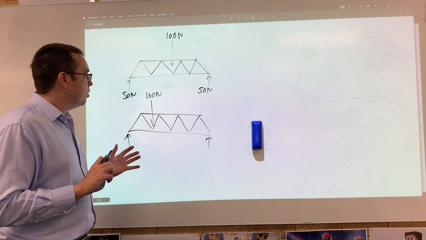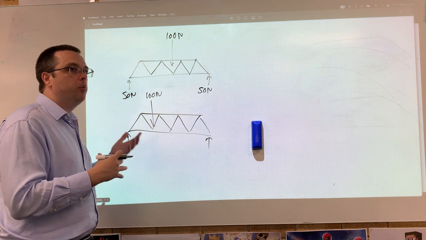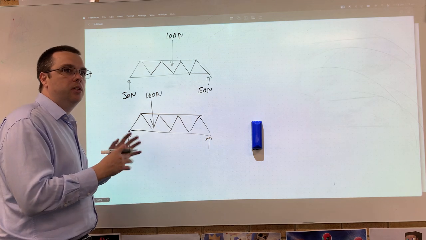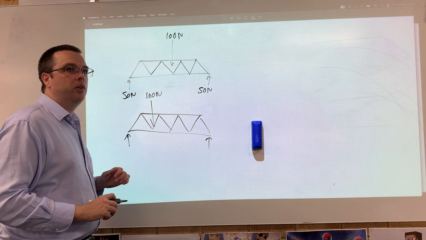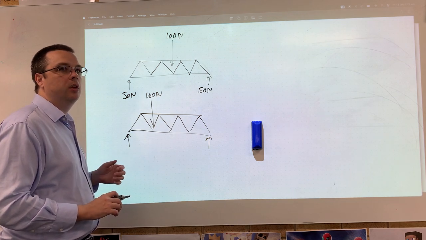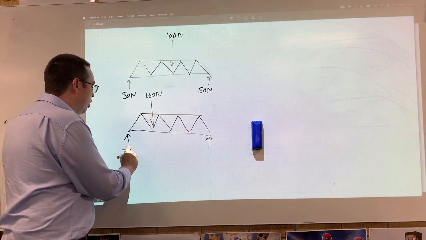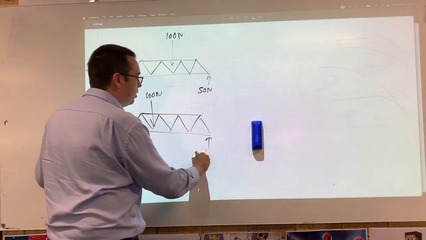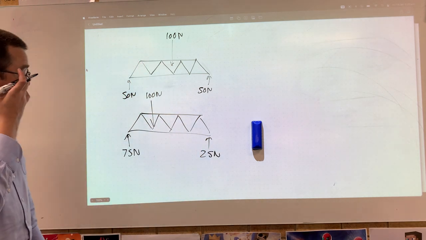If it's four triangles long, we can say that the reaction is probably going to be uneven if the weight is not distributed equally. So one of them is going to have 75 and one of them is going to have 25. Which side do you think is going to have 75? Just point. Yeah, that's exactly right. The one closer is going to have 75 newtons, the other one's going to have 25 newtons. Right? That's right.